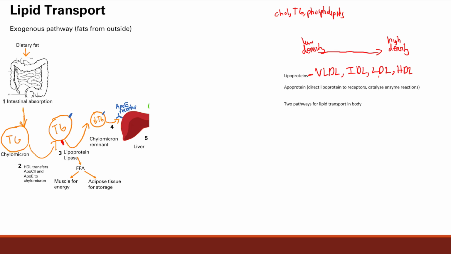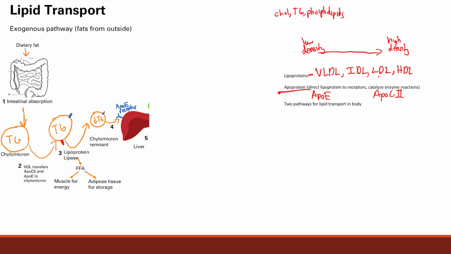Now, so we have all these different types of lipoproteins carrying our fats. There are also something called apoproteins. These are support molecules. They're part of the lipoprotein complex. You can find them on the lipoprotein, and they have different functions. Some of them function to direct lipoprotein to receptors. So, for example, apoprotein E will do that, and then others will catalyze enzymatic reactions. So we're going to see later that ApoC2 does some of that.